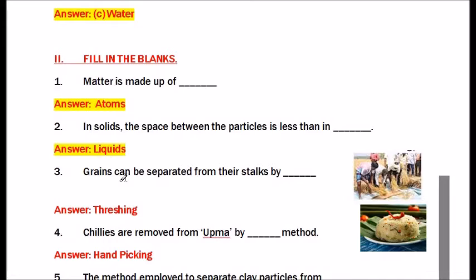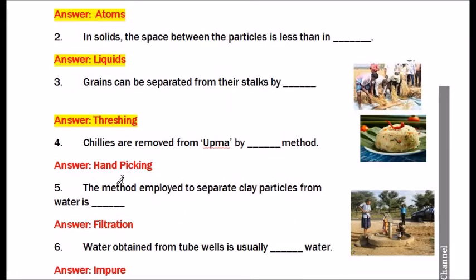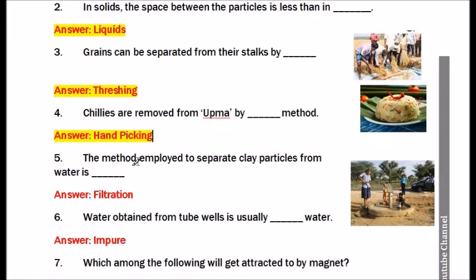Question number 3. Grains can be separated from their stalks by dash. The answer is threshing. Grains can be separated from their stalks by threshing. Question number 4. Chilies are removed from upma by dash method. The answer is hand picking.